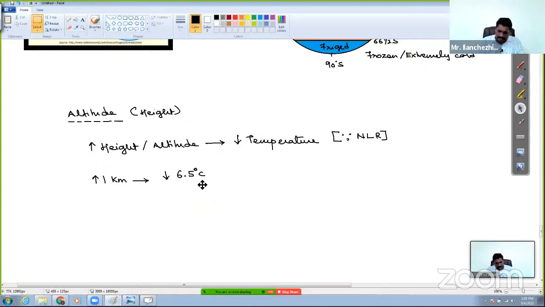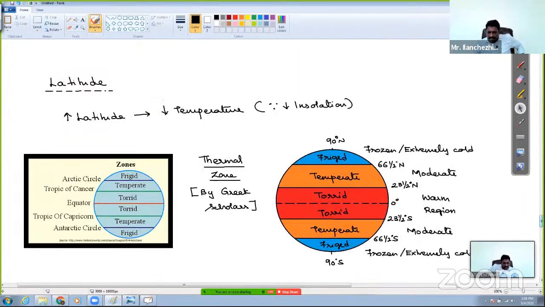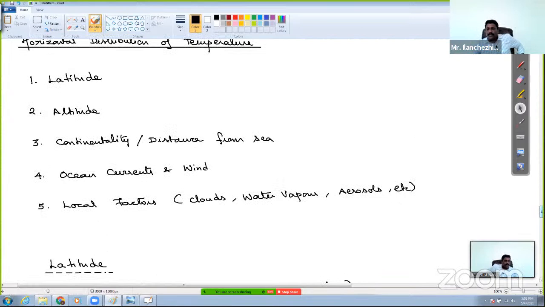And very important, somewhere I said it is normal lapse rate. See, I have just given you 5 factors which influence the temperature of a particular place. Never take only one factor, my friend. Always it's the combination of these factors. Why? I'll tell you.